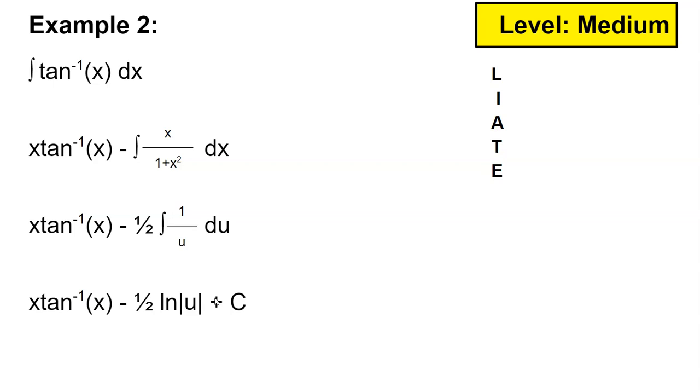And obviously we can't leave the u alone. If you don't remember, u was the denominator of that fraction in the integral, 1 plus x squared. So we're going to have to replace u with 1 plus x squared. So our answer is x times tan inverse of x minus half of ln of the absolute value of 1 plus x squared plus c.